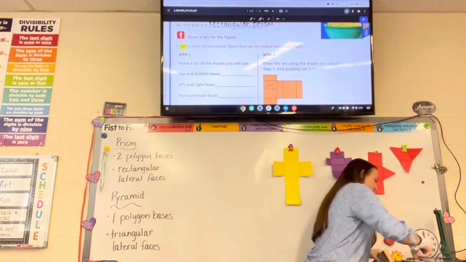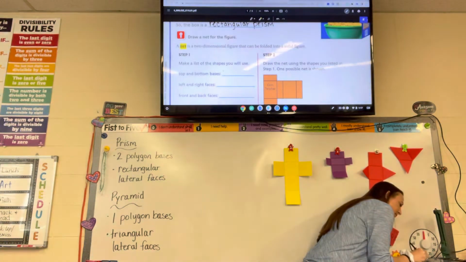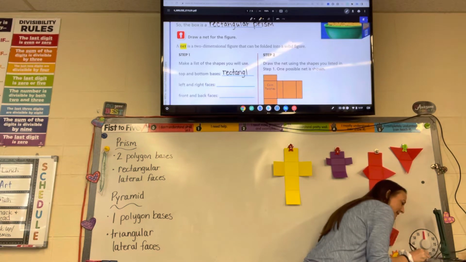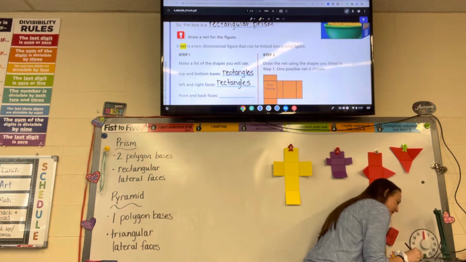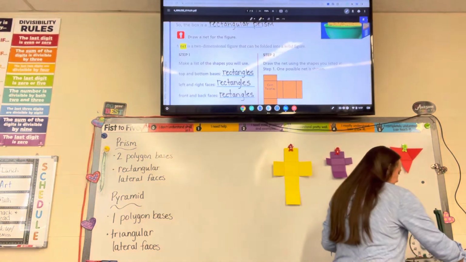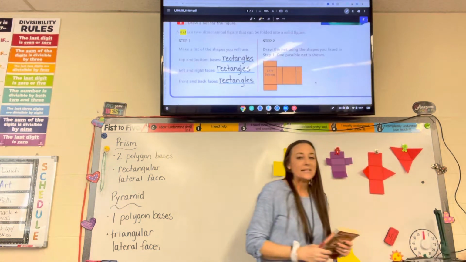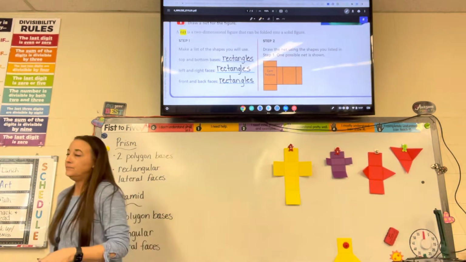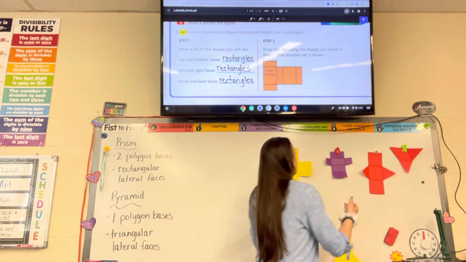Rectangles. Okay, so this figure is made up of a total of 6 rectangles because you have the top and bottom bases, left and right faces, and the front and back faces, and all of them are rectangles. So that means the net that we draw needs to have 6 rectangles. And that's all that's really required.